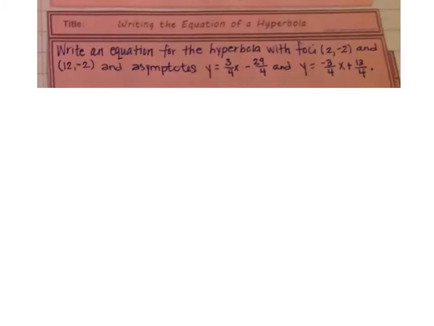We want to write an equation for a hyperbola that has foci at (2, -2) and (12, -2). We also have the equations for the two asymptotes: y equals 3/4 x minus 29/4 and y equals -3/4 x plus 13/4. As with all other conic sections, make sure that you're using coordinate algebra to explain how we're finding these different pieces. Coordinate algebra just means use the distance formula and the midpoint formula and talk about the relationships between the ordered pairs that are part of the conic section.